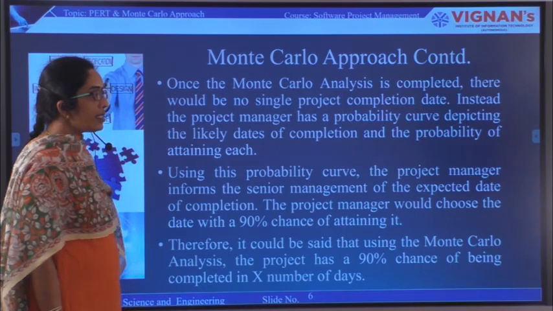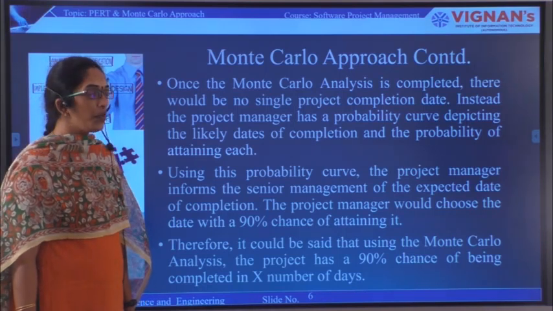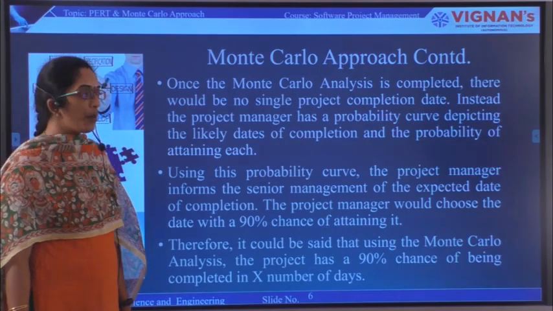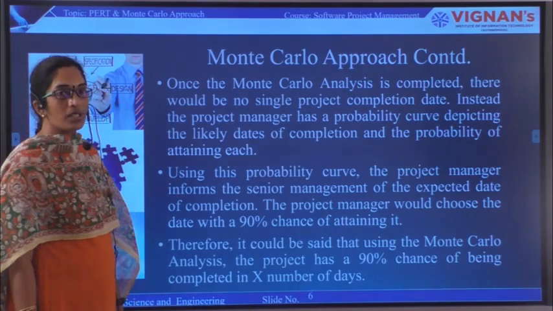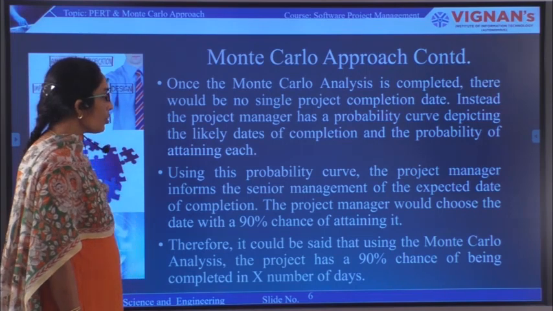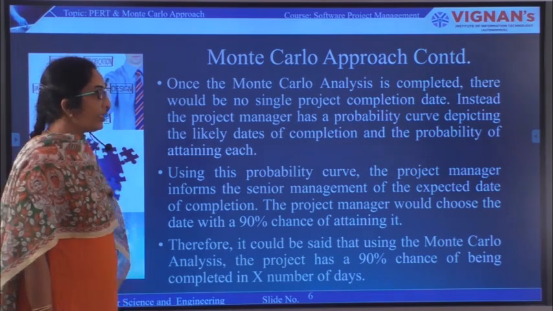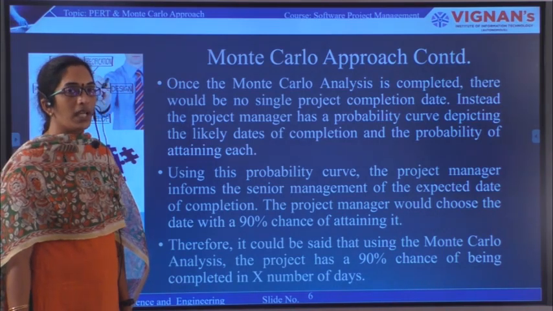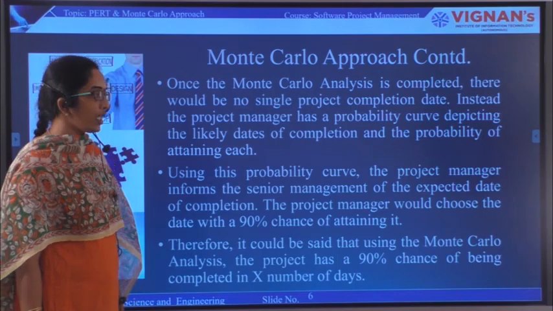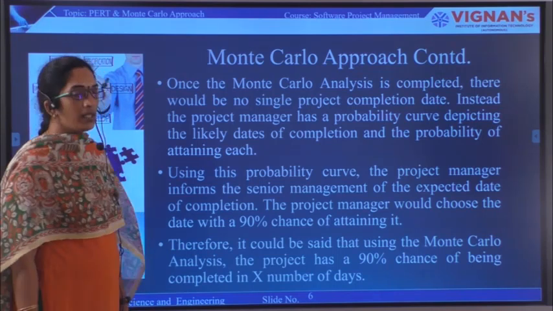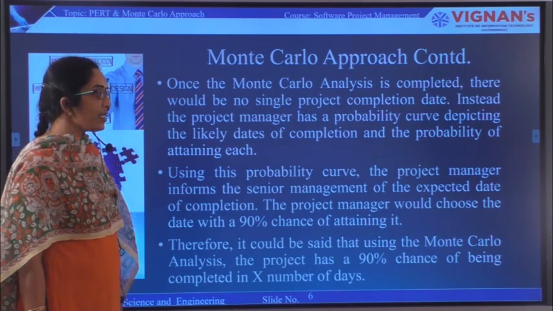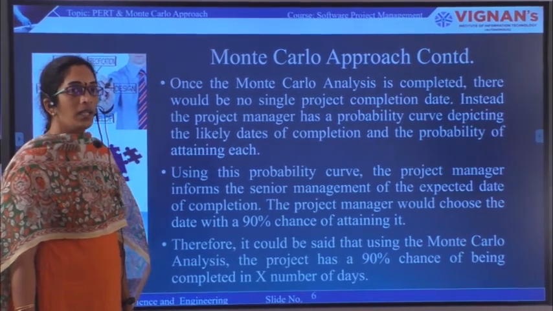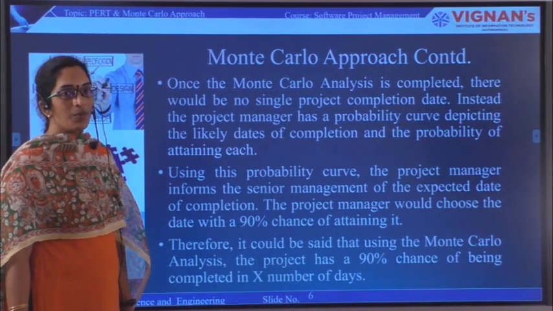Once the Monte Carlo analysis is completed, there is no single project completion date. Instead, the project manager has a probability of completing the project. Using this probability curve, the project manager informs the management of the expected time of completion, and it can be said that the project has a 90% chance of being completed in X number of days.